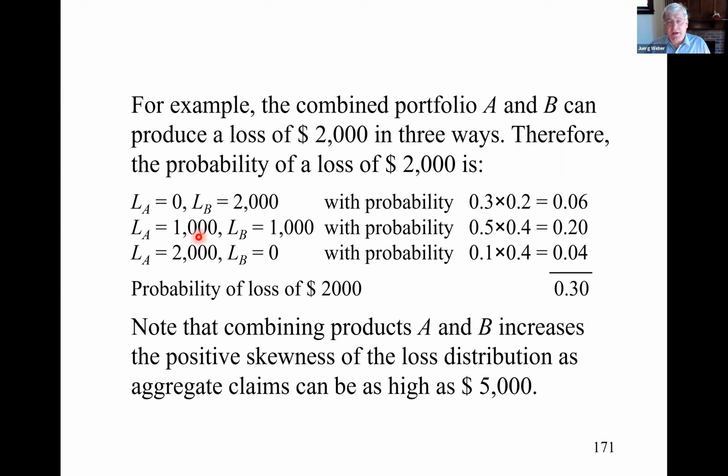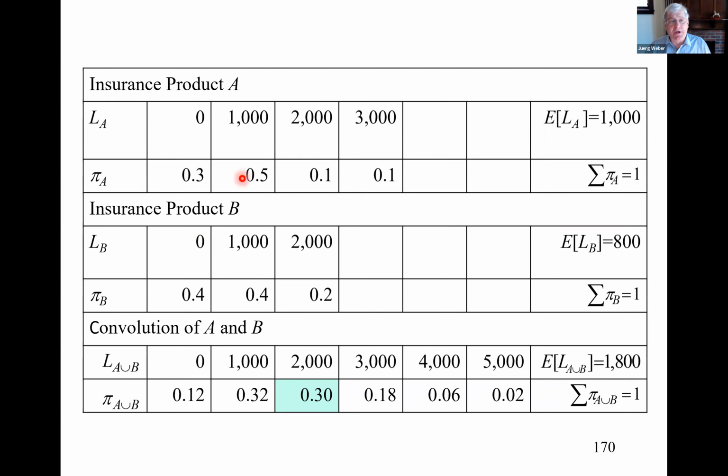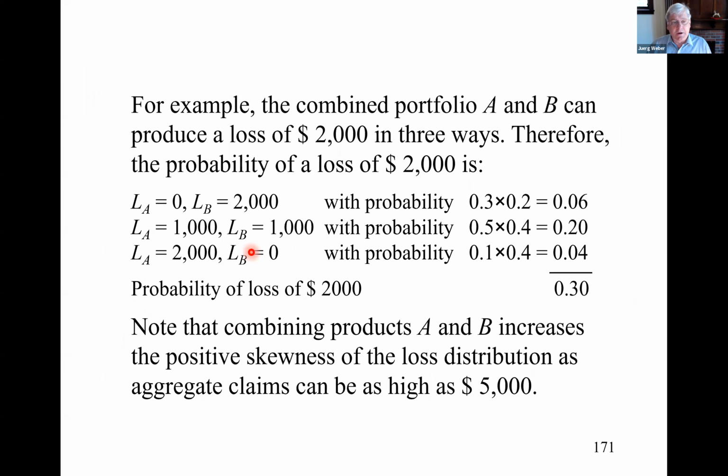Now, similarly, the 2000 may happen because product A involves a loss of 1000 and product B a loss of 1000. That's another way to have a loss of 2000. Now the chance here is 50% and 40%. So with 50% chance, we have a loss in product A of 1000. With 40% chance, we have a loss of 1000 in B. Together, we have again a loss of 2000. So this will happen with a chance of 20%.